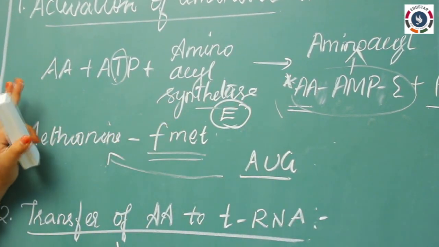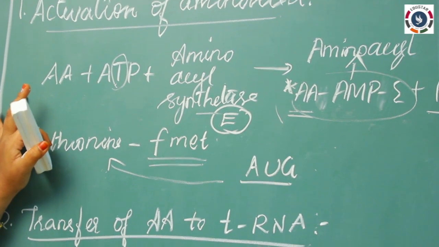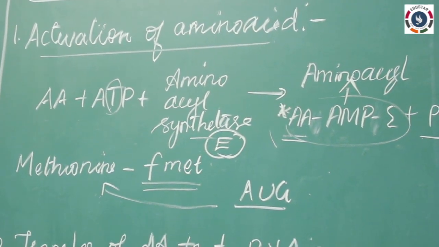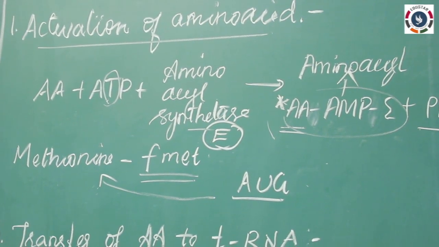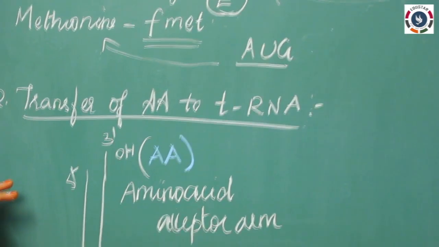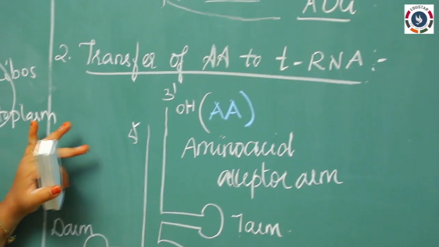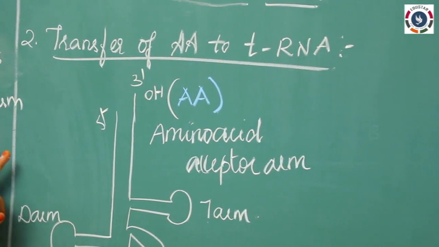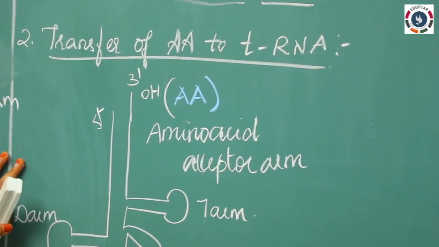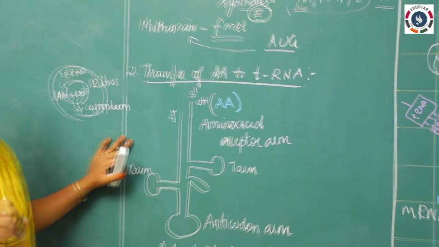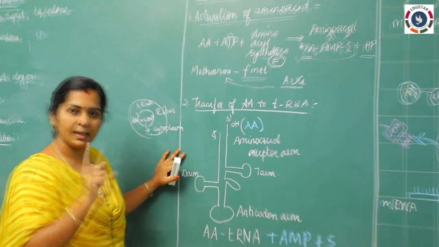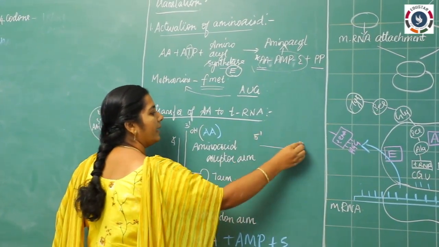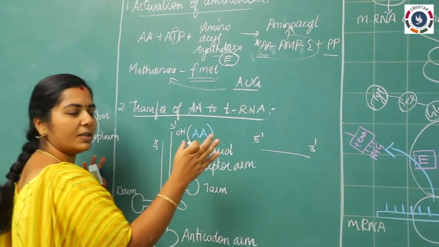Clear? So after this activation of amino acid, what will happen? Our tRNA molecule will go and carry the amino acids. Before getting into the transfer of the amino acid to the tRNA, I want to explain the structure of our tRNA molecule. From our lower classes, we have studied this cloverleaf model, right? This is the structure of our tRNA molecule. We know that a tRNA is a single strand. This is the single strand, and we have the 5' end and the 3' end. This is the normal structure.